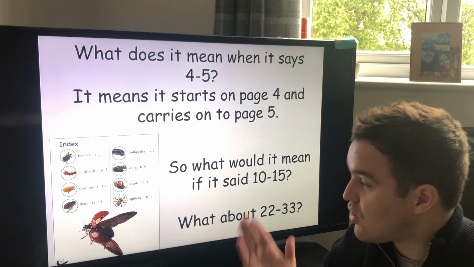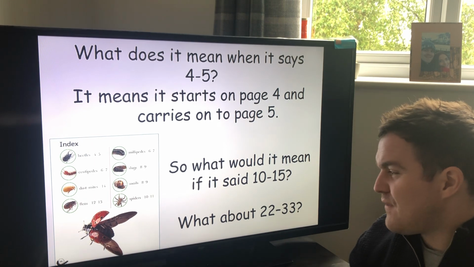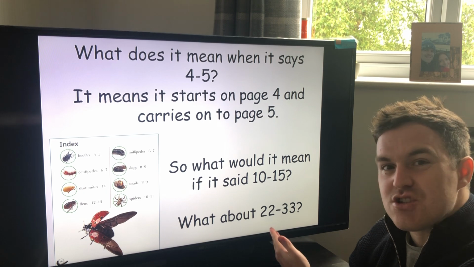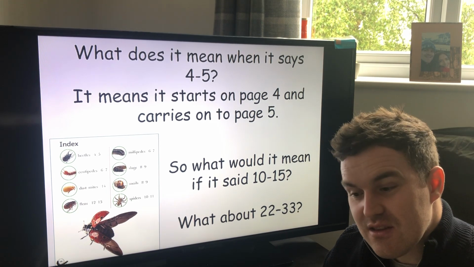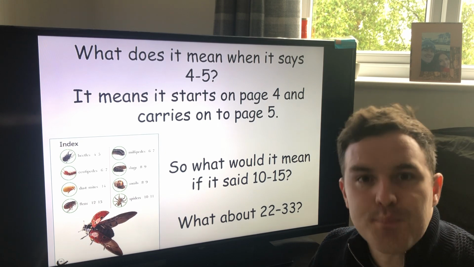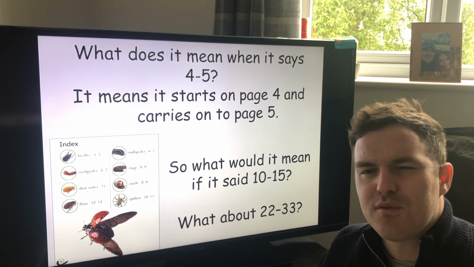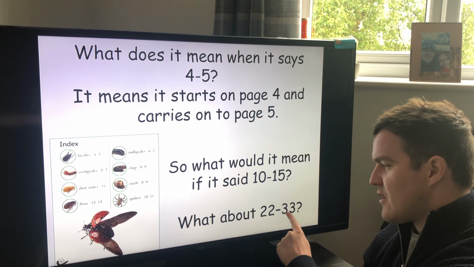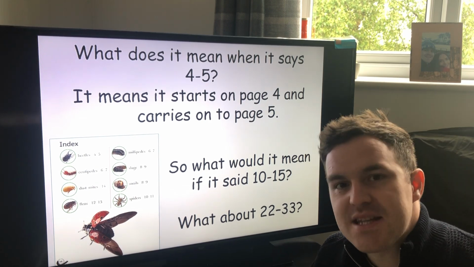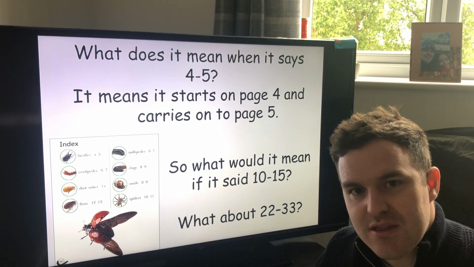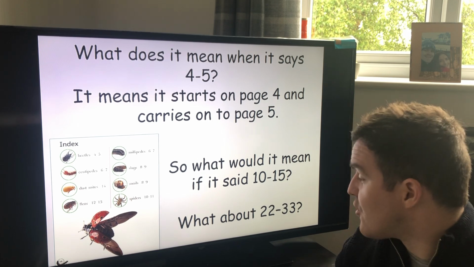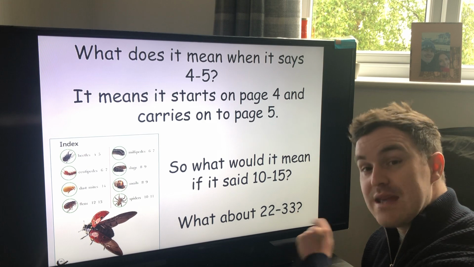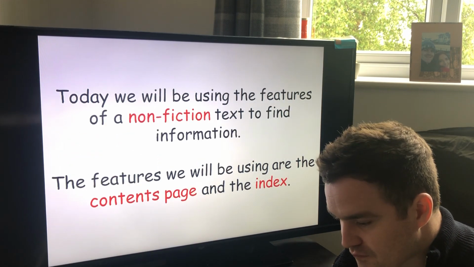So as I just said, I was talking about that a minute ago. If it said page 22 to 33 in a book, say you were reading about football and you found out football was on 22 to 33, that means that all of those pages would be about football. 22, 23, 24, 25, 26, 27, 28, 29, 30, 31, 32, 33 would be the last one, okay?